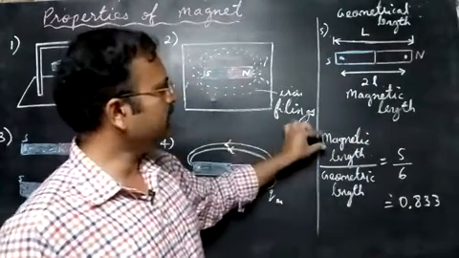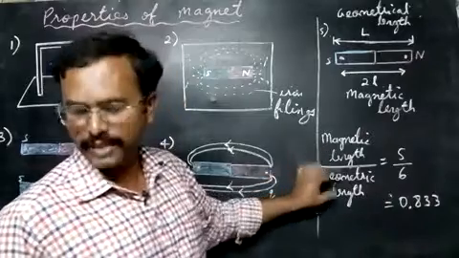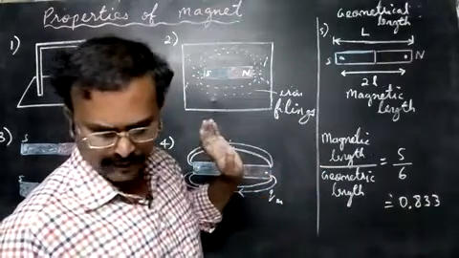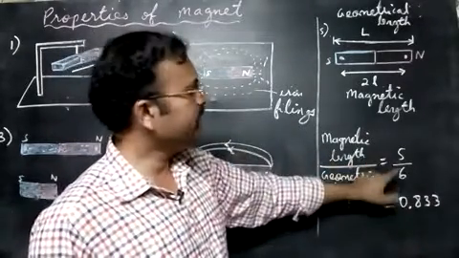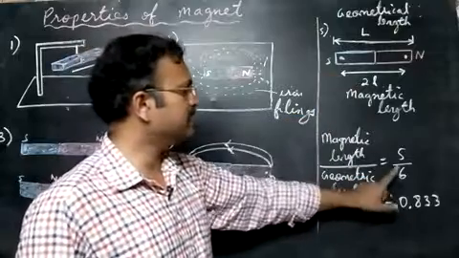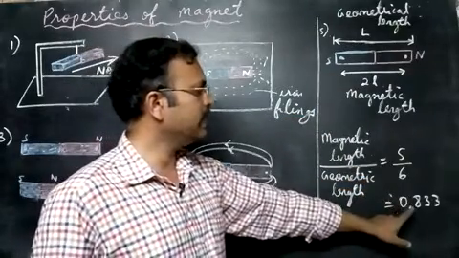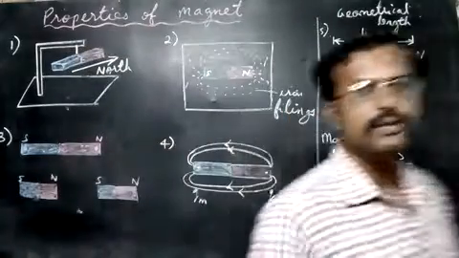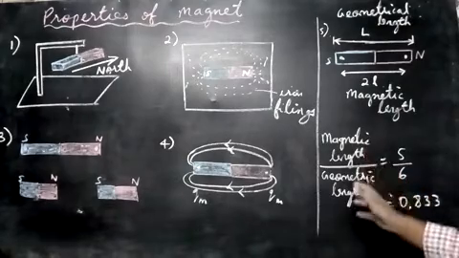So we divide the magnetic length by the geometric length, and we get 5 by 6, because the magnetic length is smaller. 5 by 6 comes to 0.833. So these are the different properties of a magnet.